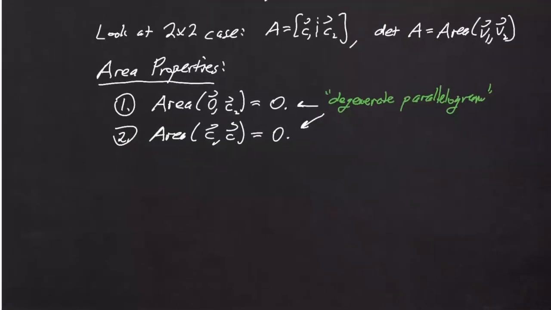But there are other interesting properties. For example, what if I take one of the column vectors and I scale it by some scaling factor? Let's just say I scale it by A. So A C1, comma, C2. Well, let's go down here and draw a picture.